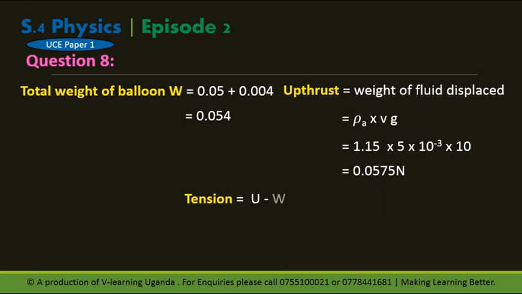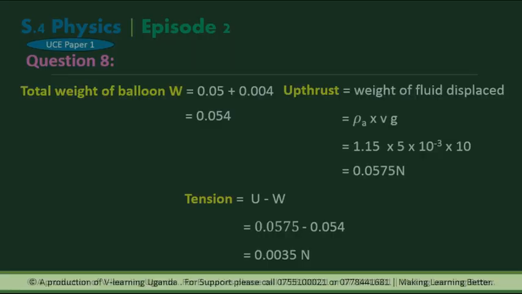Now we can get back to our final calculation and say the tension in the string will equal the up thrust minus the weight. So the up thrust is 0.0575 minus 0.054, which is the weight of the balloon, and finally we get the tension in the string to be 0.0035, and all these are in newtons.